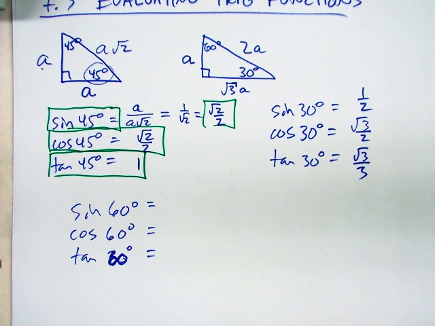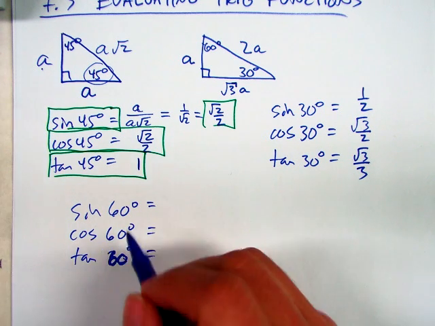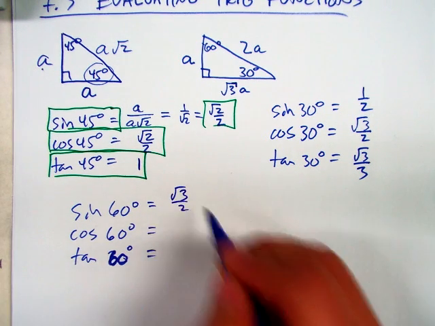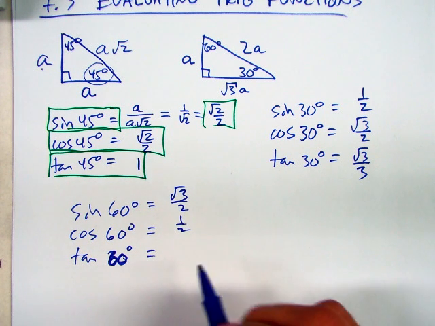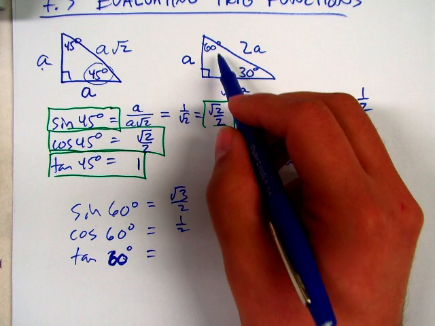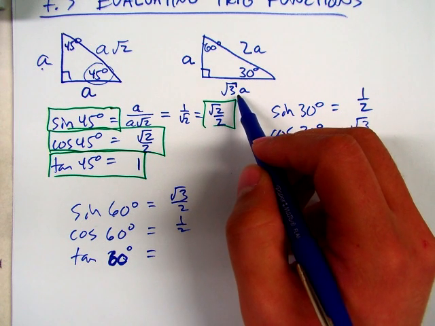Kendall, what'd you get for sine 60? Square root of 3 over 2. Okay. Then cosine is 1 over 2. Yep. And then tangent 60 is... Oh, my bad. I was looking at the wrong one. It's square root of 3. Okay.